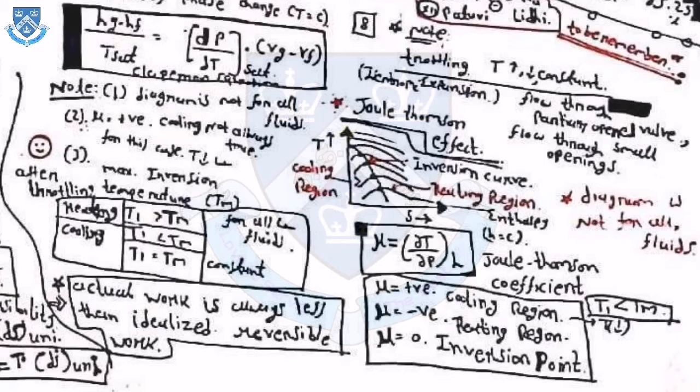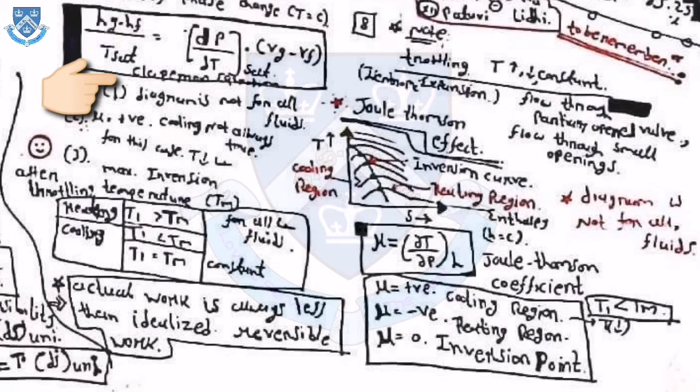Then the Clapeyron equation is there. H minus HF upon T into saturation is equal to del P by del T at saturation into Vg minus Vf.